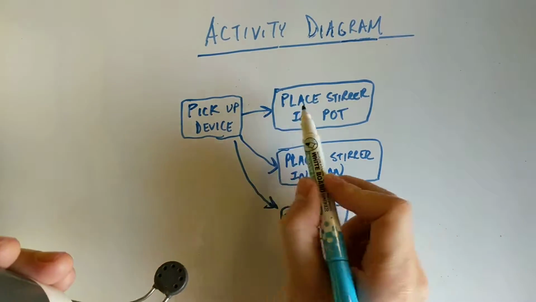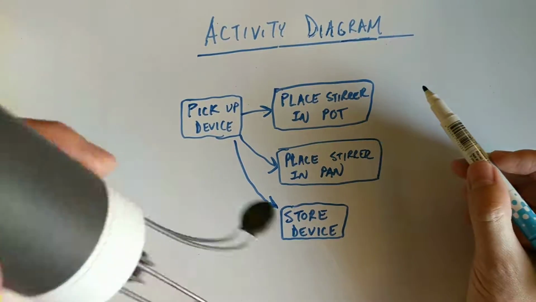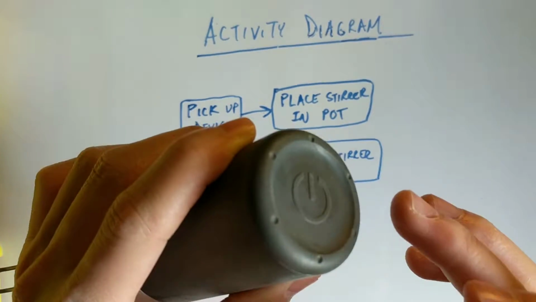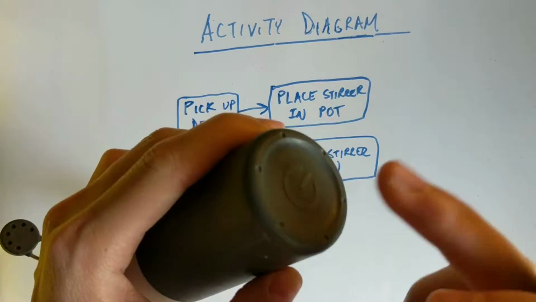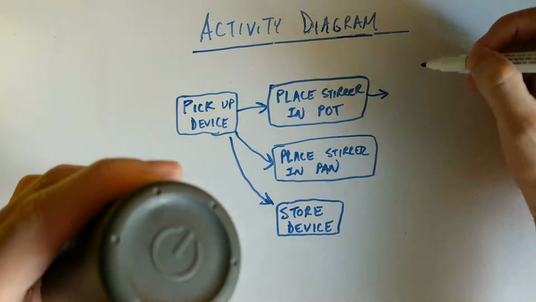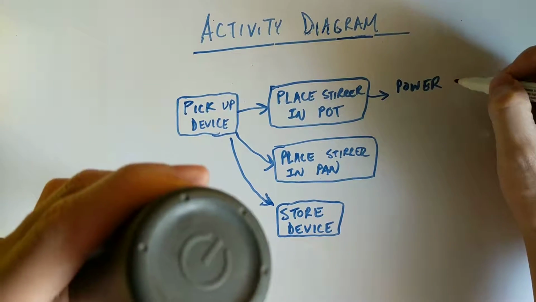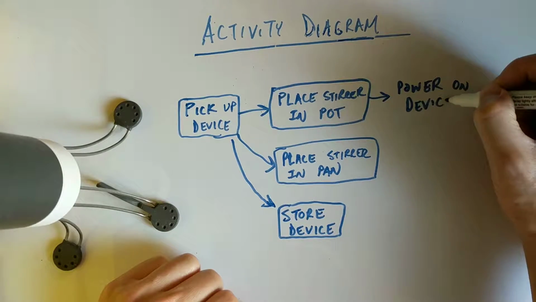I have arrows pointing to the sequential logic of what I would do. So after I put it in a pan, in theory, I might press that button on top. But again, like I said, I don't want to be so specific. I just want to say generally, what am I doing? I'm turning it on. I am power on device.